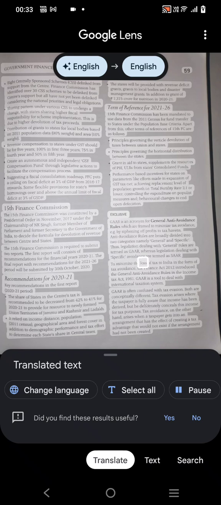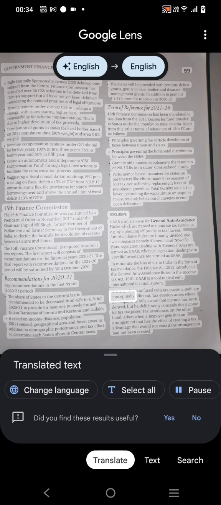To minimize the loss of tax to India in the form of tax avoidance, the Finance Act 2012 introduced the General Anti-Avoidance Rules in the Income Tax Act, 1961. GAR is a tool to deal with the international taxation system. GAR is often confused with tax evasion.